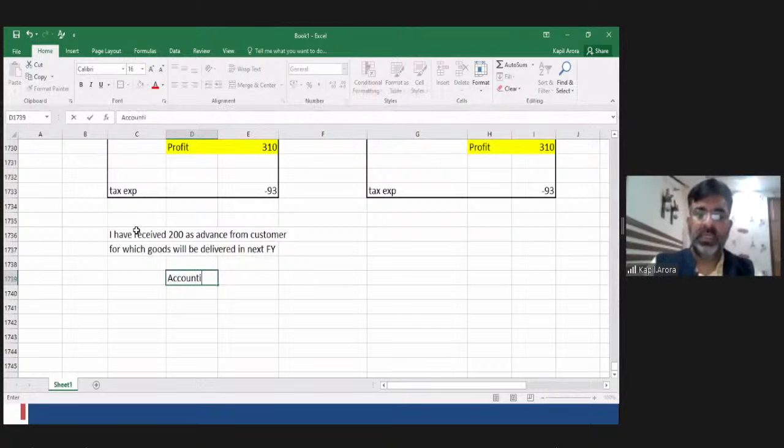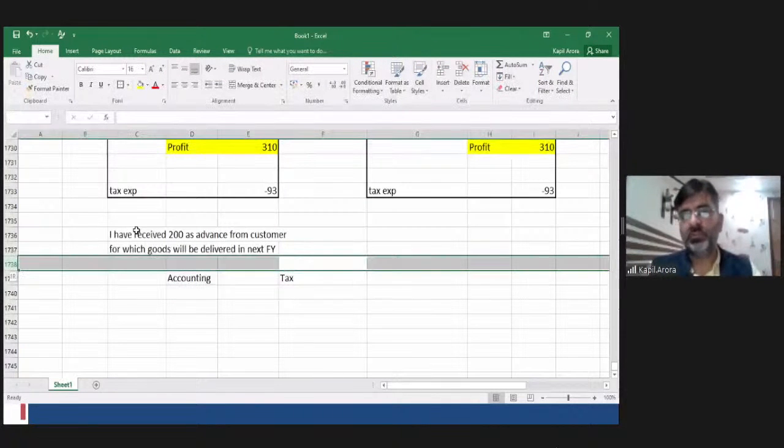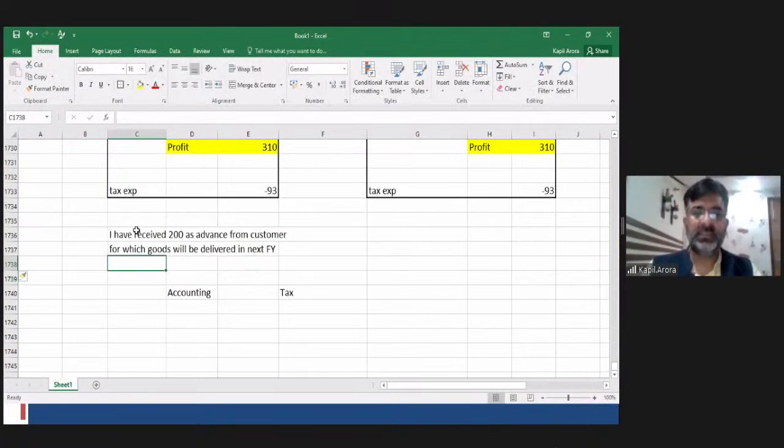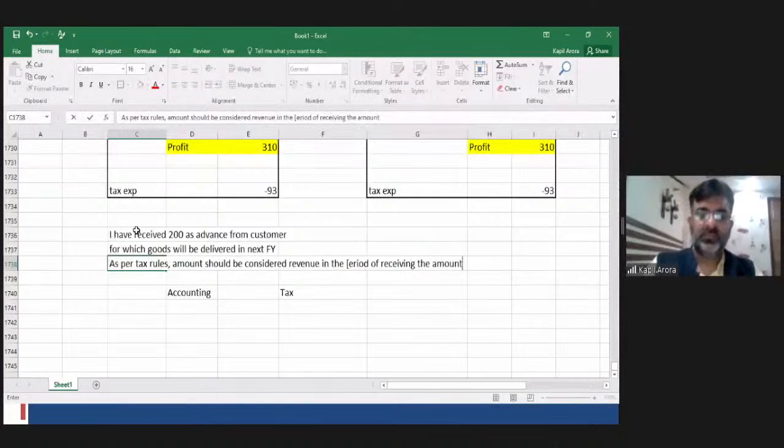When are we going to recognize the revenue in accounting, and when are we going to recognize the revenue in the tax books? As per tax rules, the amount should be considered revenue in the period of receiving the amount.